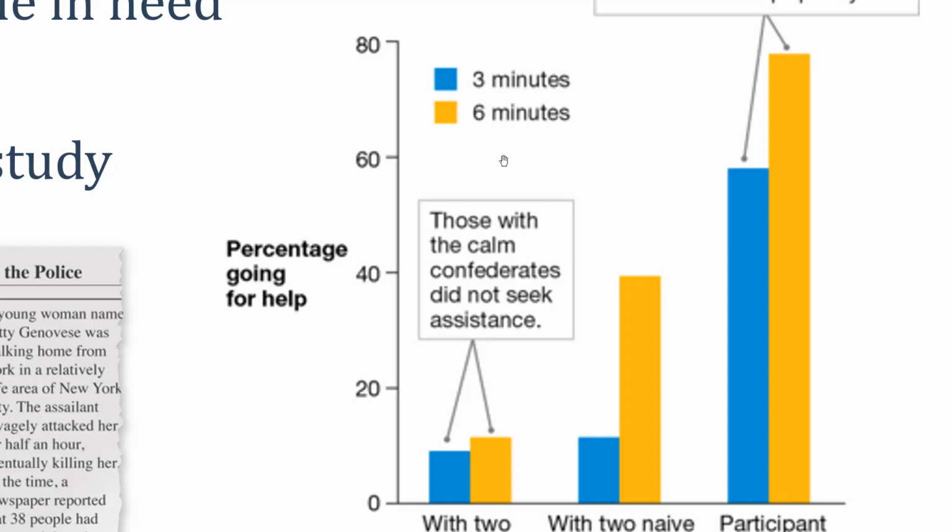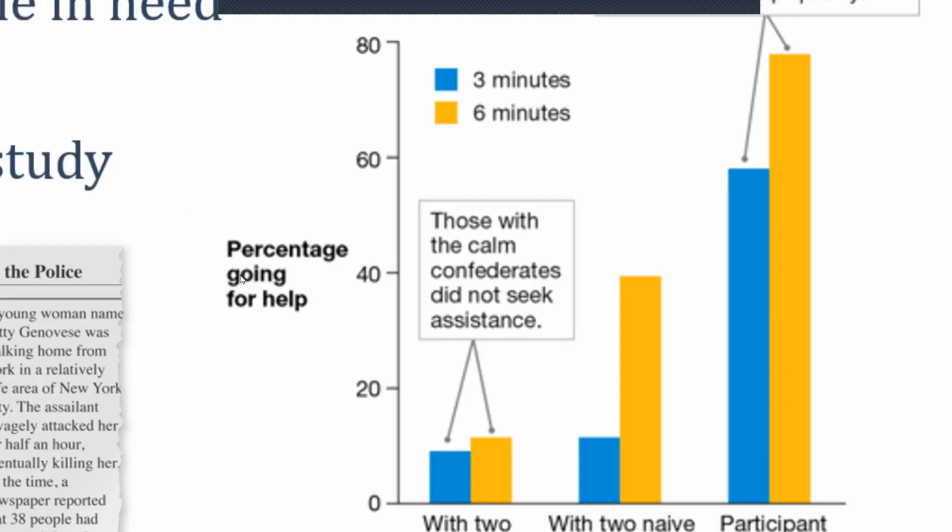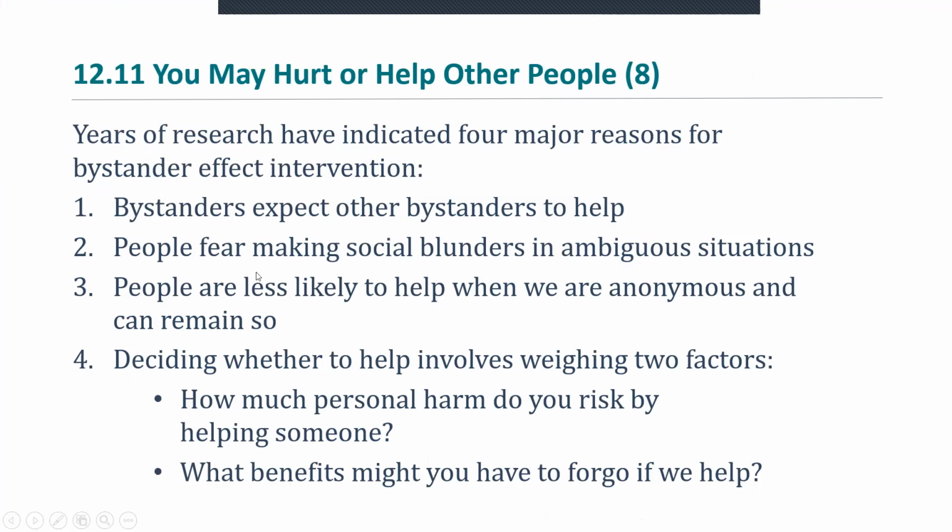Well, why does this effect exist? Let's go to our final slide here. Years of research on this have indicated 4 major reasons for the bystander effect intervention. First one is that bystanders expect other bystanders to help. This is known as diffusion of responsibility, which is a reduction of feelings of personal responsibility in the presence of others. So when you're with others, you feel less responsible. Responsibility is diffused among you.